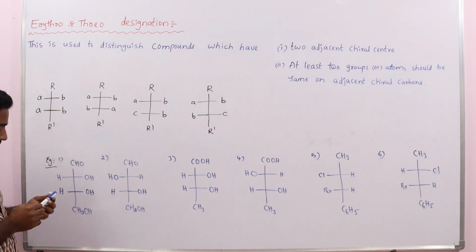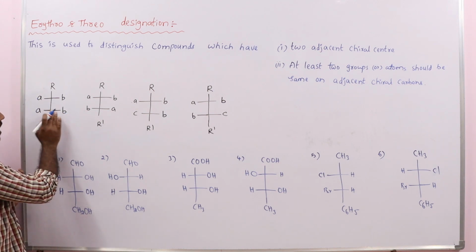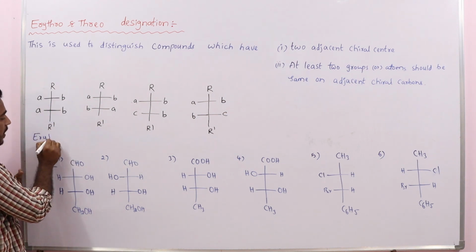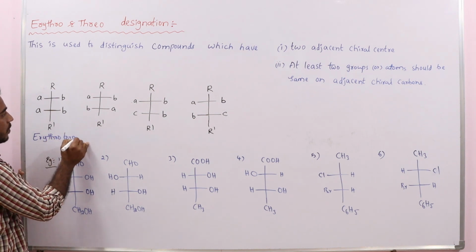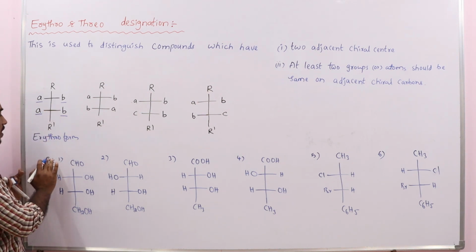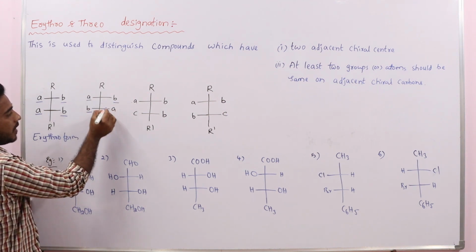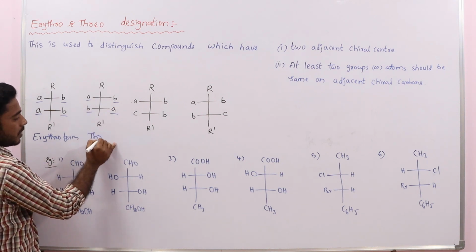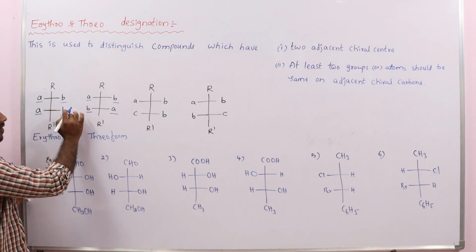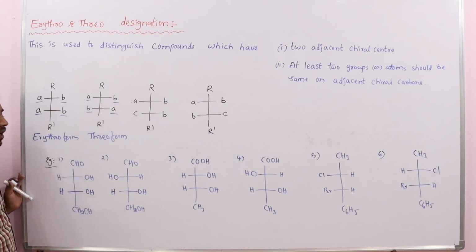In the first case, A group is the same, B group is the same. If the same type of groups are on the same side, then we can give the erythro form. Here B and B are on the same side, A and A are on the same side, so we assign the erythro form. Next, here B and A are on opposite sides, so we give the threo form. If same type of groups are on the same side, we give erythro form. If same type of groups are on opposite sides, then we give threo form.